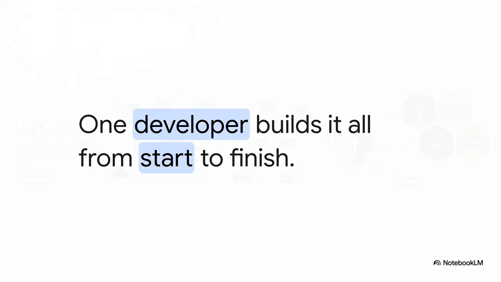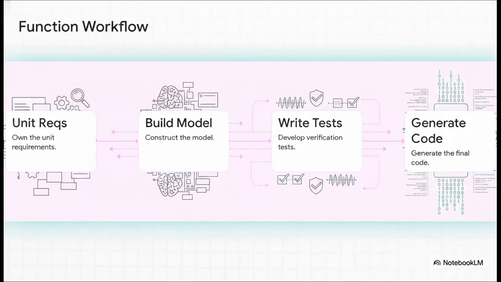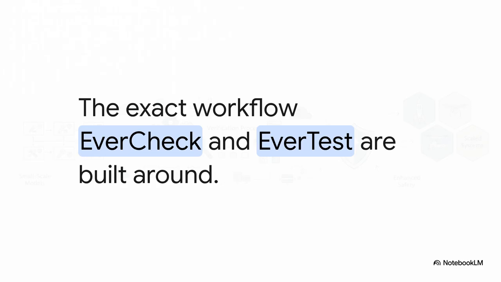We actually call this reality function development. It's where one developer owns everything from start to finish. The workflow? Pretty straightforward. Own the unit requirements, build the model, write the tests, and finally generate the code. This lean, foundational stage is exactly why unit-level tools like EverCheck and EverTest were actually built in the first place.